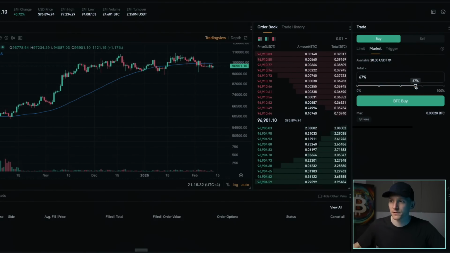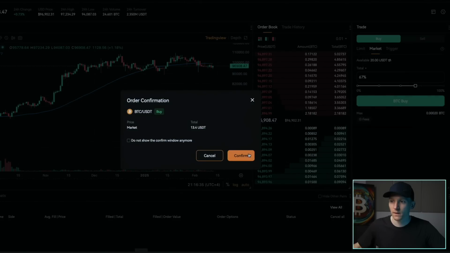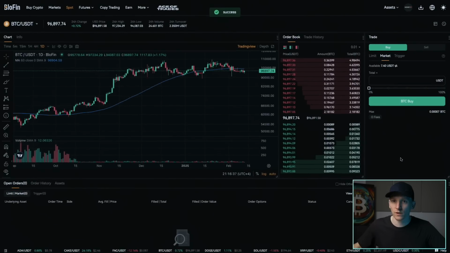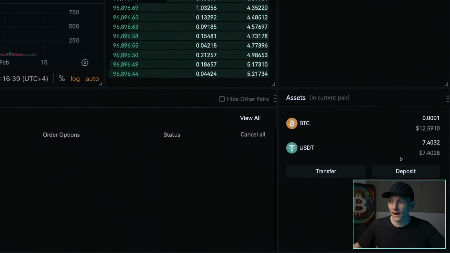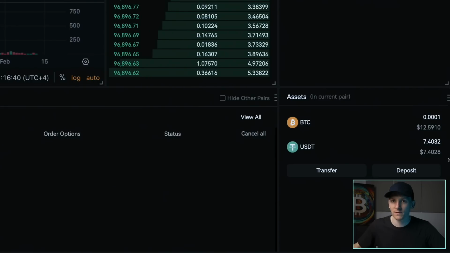I'll choose an amount here just to go ahead and buy. Press buy BTC, press confirm. Now this is a market order. You can see that was absolutely instant. And you can see now that I have been debited the USDT in my account, and that's gone straight into BTC as my assets right there.